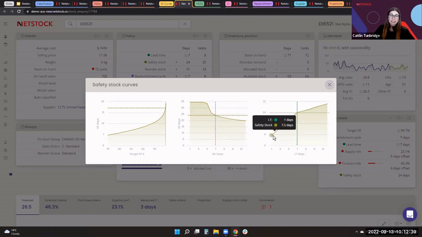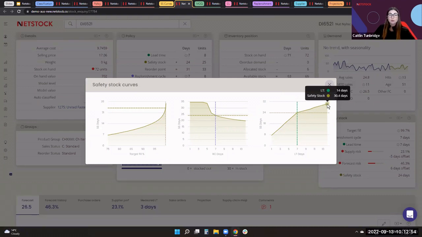You can also see how lead time has a very direct impact on the safety stock. The shorter the lead times, the less safety stock we need to hold because we have less risk. Whereas longer lead times mean we have more risk as we can't respond to changes as quickly. So therefore we need to hold more safety stock.